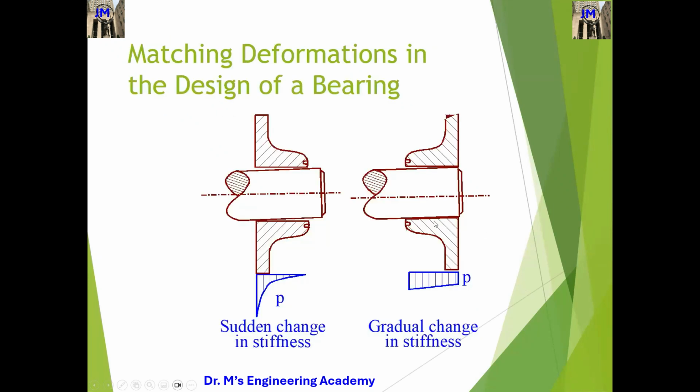So the maximum deformations in bearing design. Which one is good for this? That one, right? Because you can see the pressure distribution is kind of uniform, but over here there is a very huge spike, and this is almost zero. That one is good, right? Good. A sudden change in stiffness. So the second one, this one is better.